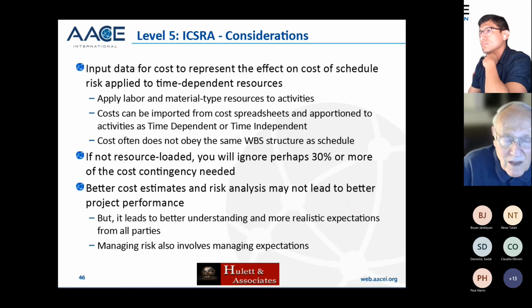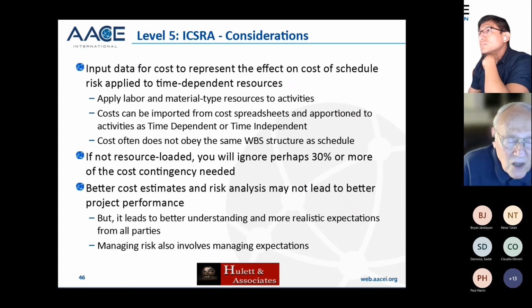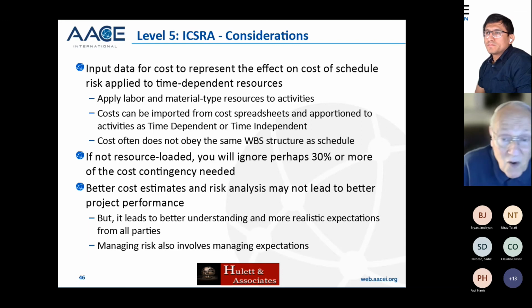Input data for the cost represents effective cost and schedule, and if it's not resource loaded, you would probably ignore something like 30, 40% or even more of the cost contingency reserve if you don't recognize the cost implication for schedule, which you can do at level 5 because you resource loaded or in some way loaded the cost onto the schedule. Then you're going to be looking at cost risk, but ignoring the schedule impact. And as I say, that often allows you to ignore something like 30 or 40% of the cost contingency reserve that is going to be needed. So you better remember that schedule drives cost in these things, and we have ways of showing it.